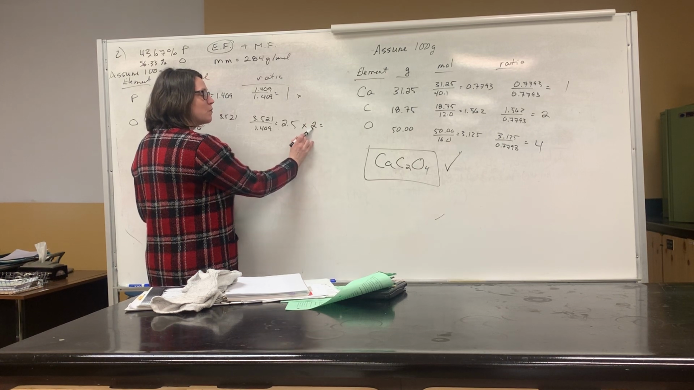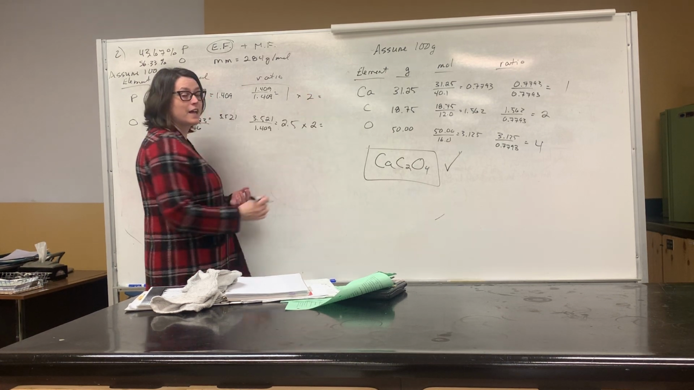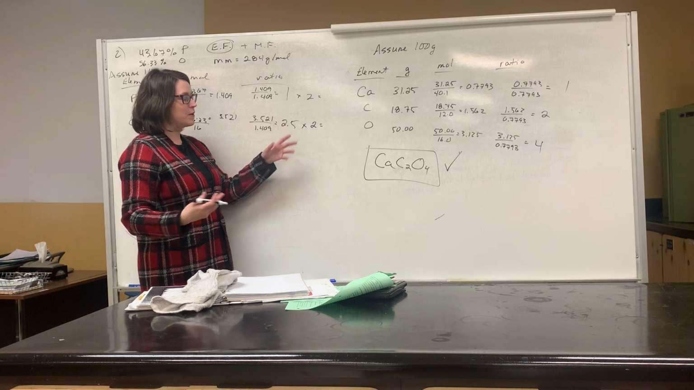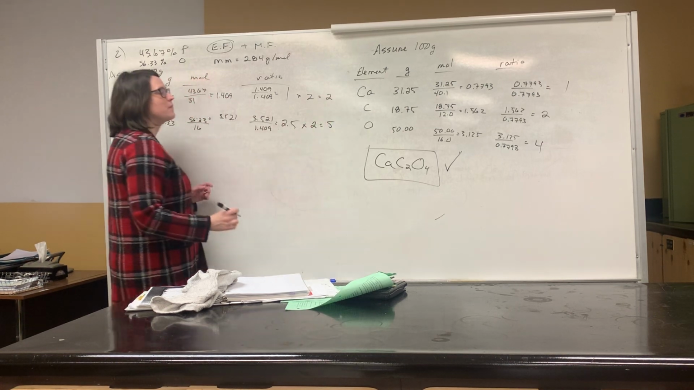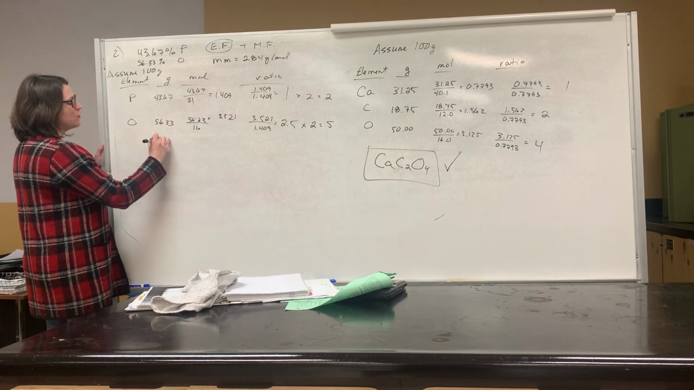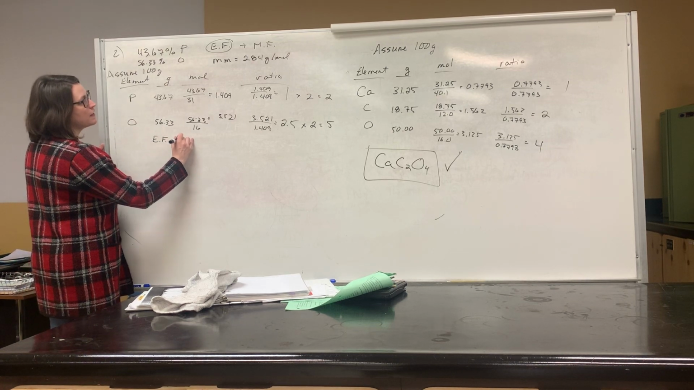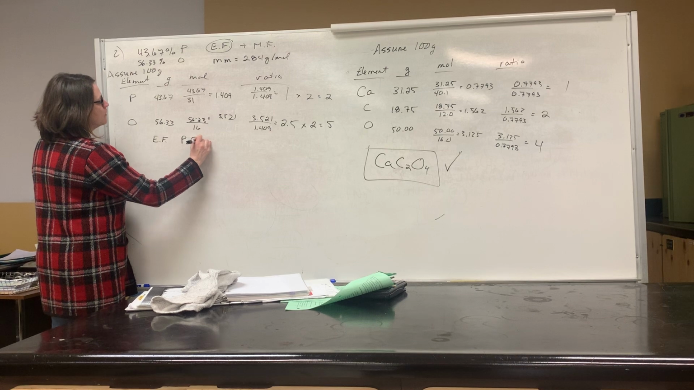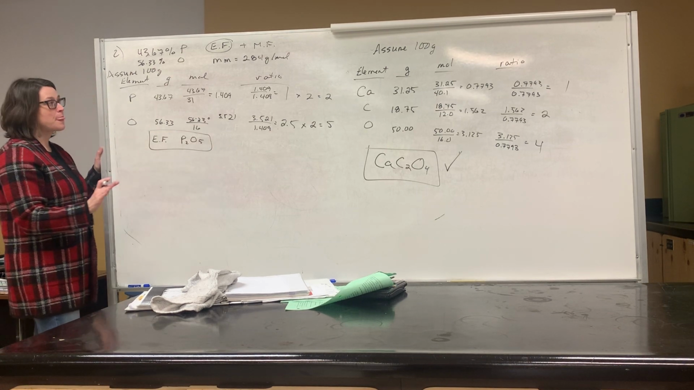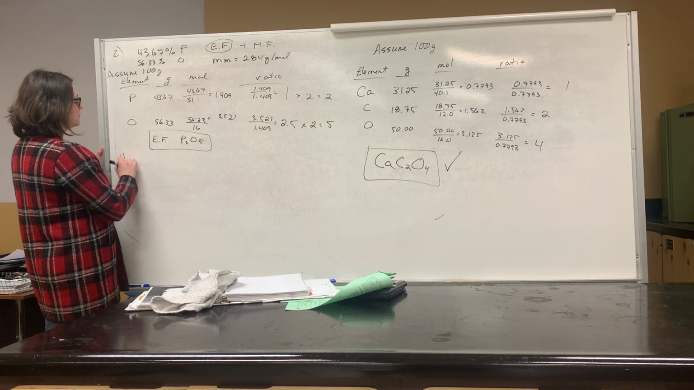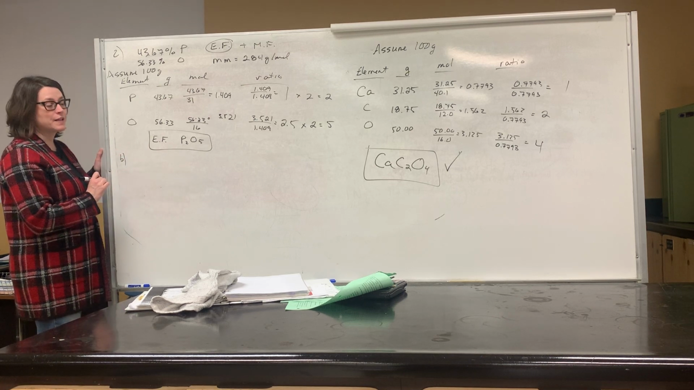So what you do to one thing, you have to do to another. It's just like math. What you do to one side, you do to the other, same deal. So this is going to be 5, that's 2. So the empirical formula is going to be P2O5. Okay, so now that's the first part done. Part B, finding the molecular formula.